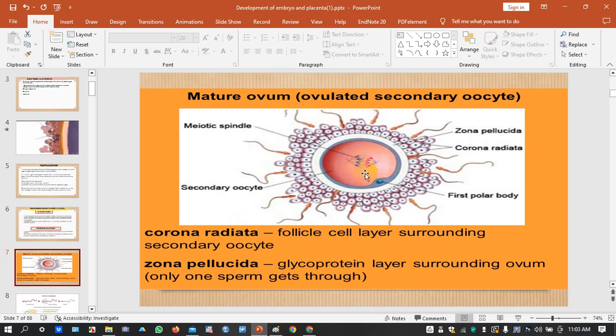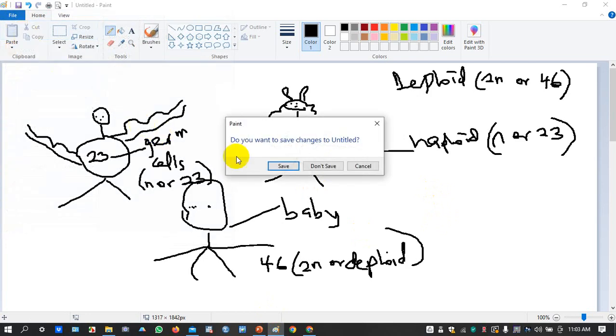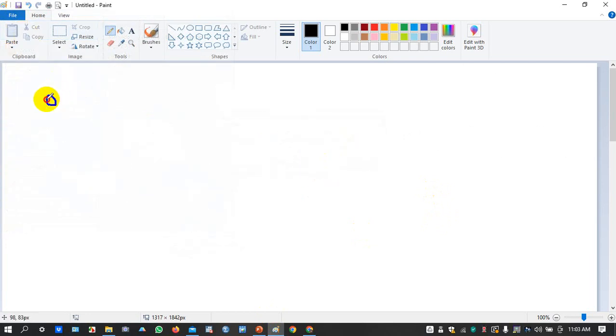You know, the egg comes as an oogonium. Initially we call it oogonium, as you saw in your physiology of the female reproductive system. So the egg is an oogonium, in its crude or immature form.